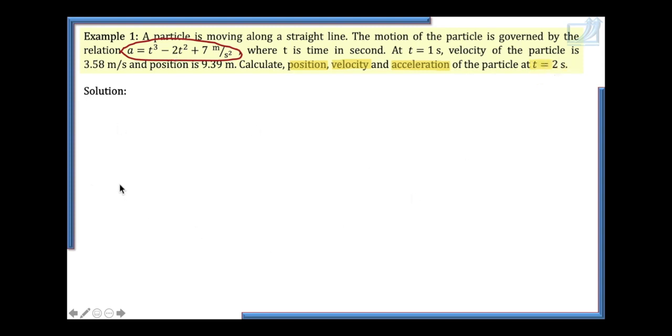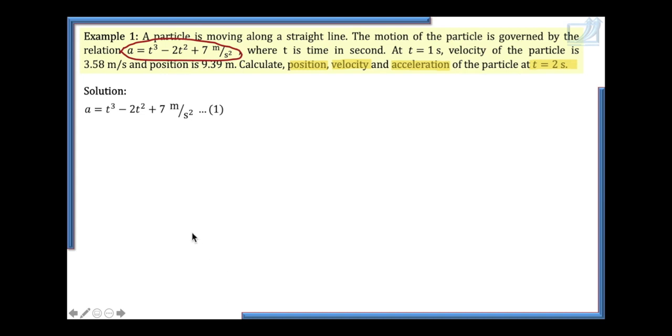Okay. Now acceleration is t cube minus 2t squared plus 7 meters per second squared. This is the first equation of motion, and then we will create the other necessary equations of motion. Of course, put t equal to 2 seconds and one answer you will get immediately, the acceleration at t equal to 2 seconds. But the better way is to get the other equations of motion.